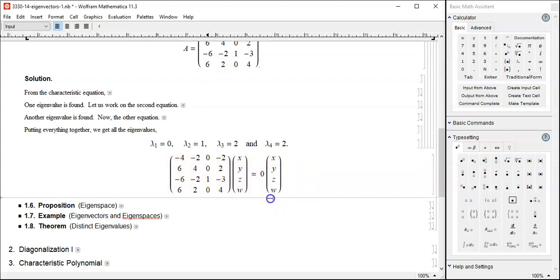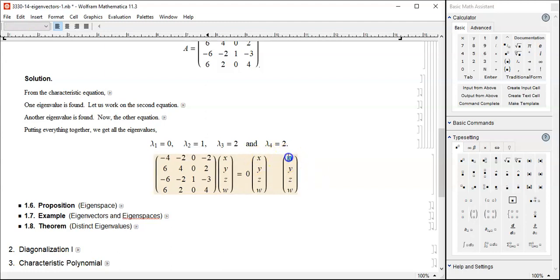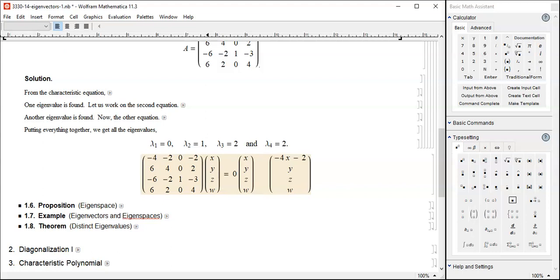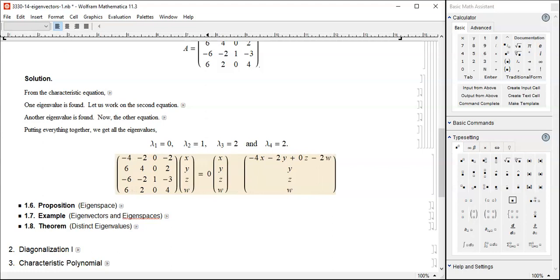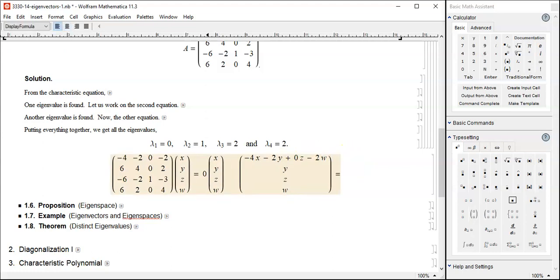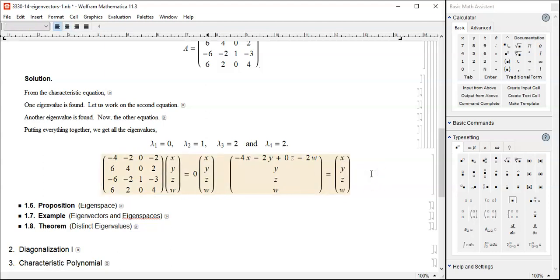Okay, all right. Let's solve that for the first eigenvector. So first eigenvalue is lambda equals 0. So 0 equals that. Okay, all right, let's solve it. So we have negative 4x minus 2y plus 0z minus 2w equals 0. Right hand side is also 0.